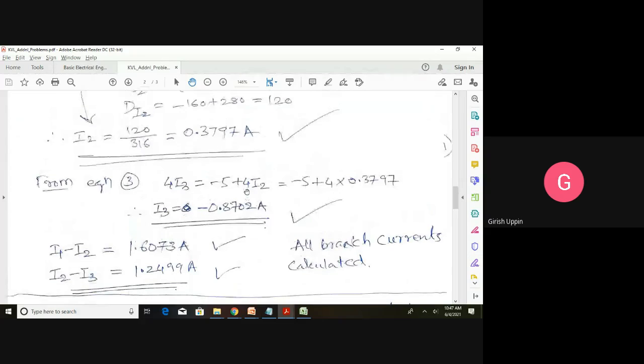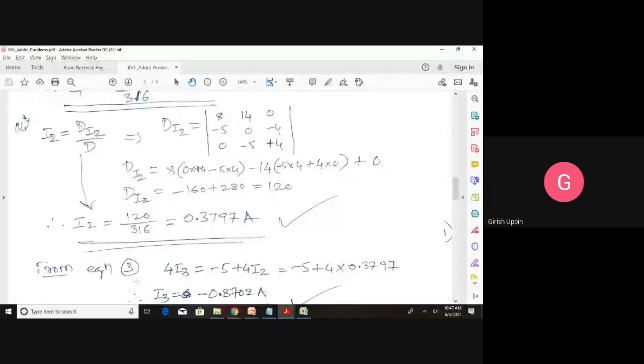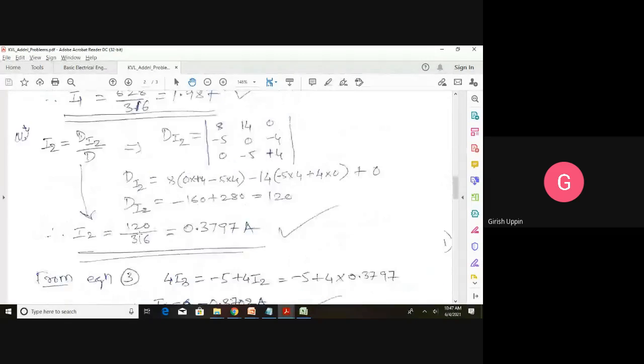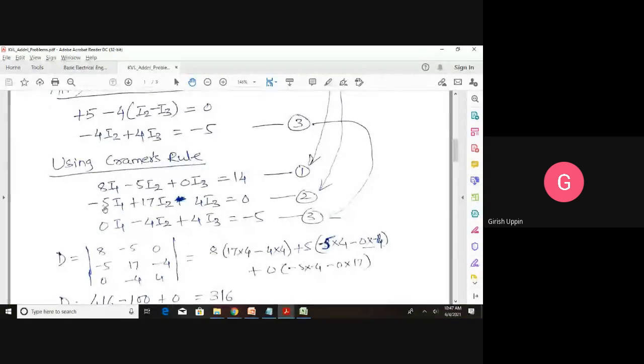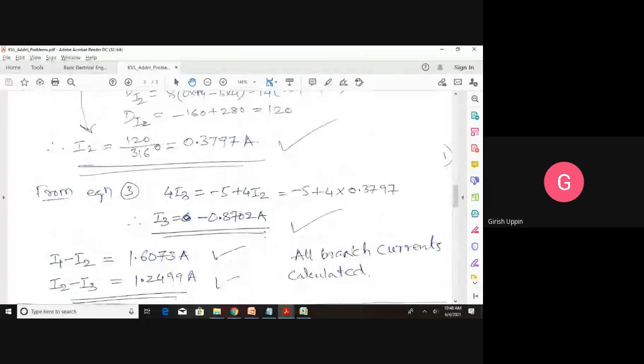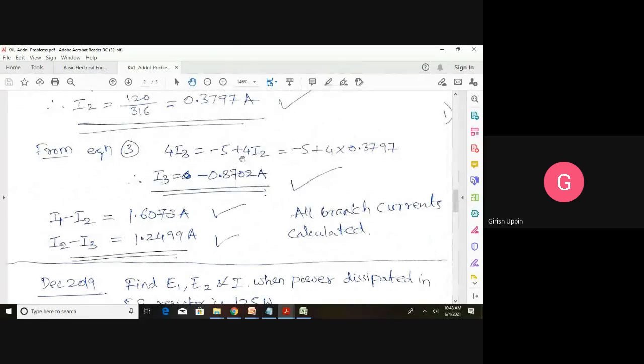I3 you can find as di3 by d, or you can use one of the equations. From equation 3, so what is the equation 3? 4I3 would be minus 5 plus 4I2. So I3 would be 1 by 4 into minus 5 plus 4I2. From here you can do the substitution and calculate. So 4I3 is equal to minus 5 plus 4I2. We know the value of I2. Just substitute that. We get the I3 value as minus 0.8702 amperes.